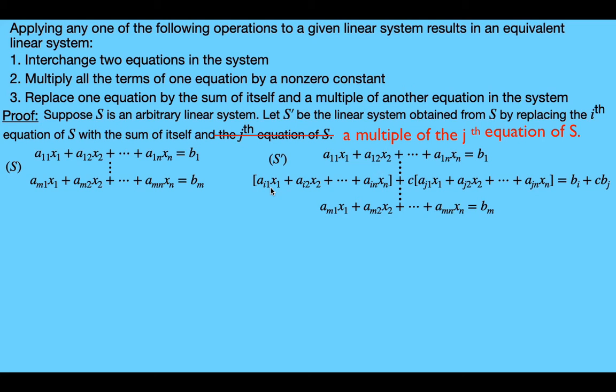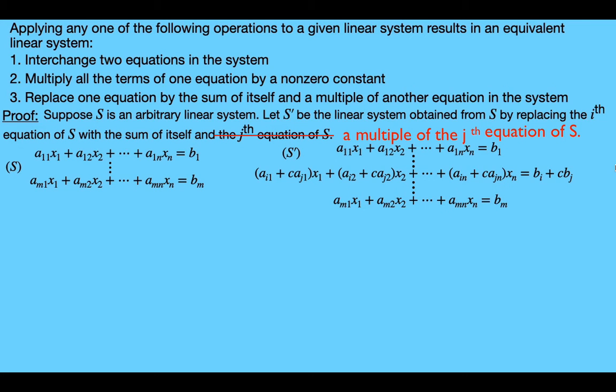Now if we combine the terms for each of the unknown variables, we get this representation of the left-hand side of the ith equation of S prime, where the coefficient for the x sub 1 term is given here, the coefficient for the x sub 2 term is this, all the way up to the coefficient for the x sub n term given here, and then the constants given on the right remain the same. It's just the b sub i plus c times b sub j.